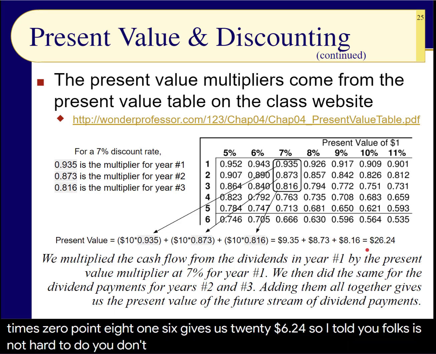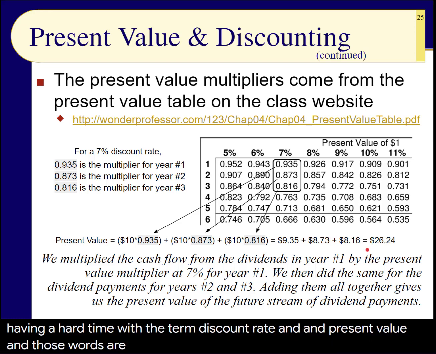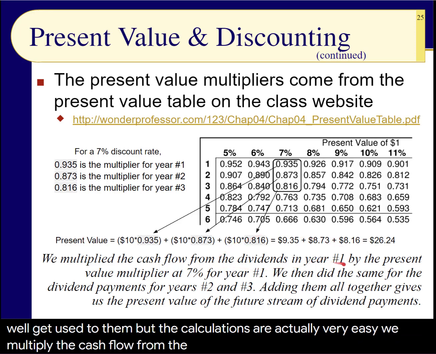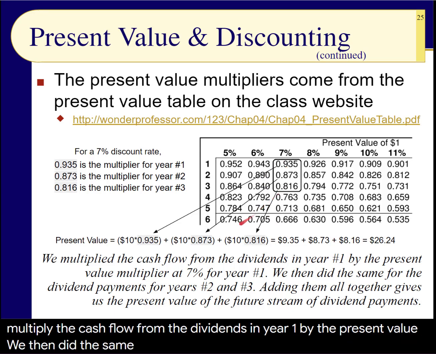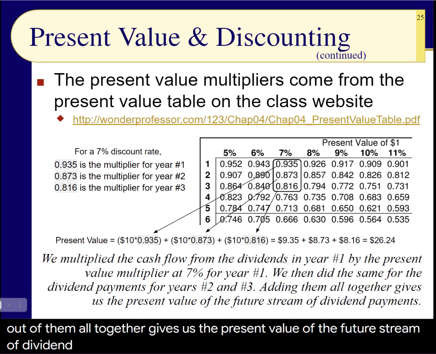You don't understand what you're doing yet. You're still having a hard time with the term discount rate and the present value, and those words are stupid, but that's the words we use, so you might as well get used to them. But the calculations are actually very easy. We multiply the cash flow from the dividends in year one by the present value multiplier at 7% for year one. We then did the same for year number 2 and then year number 3. Adding them all together gives us the present value of the future stream of dividend payments.